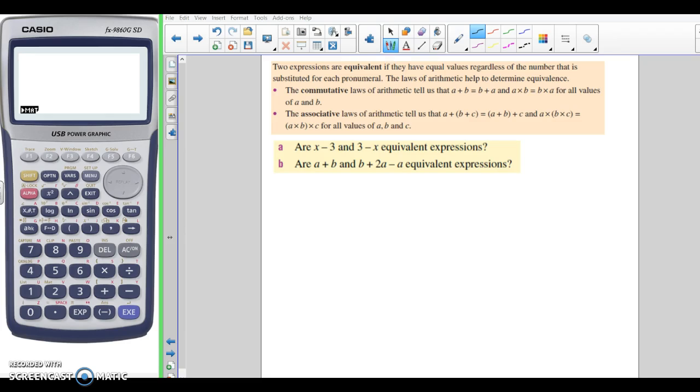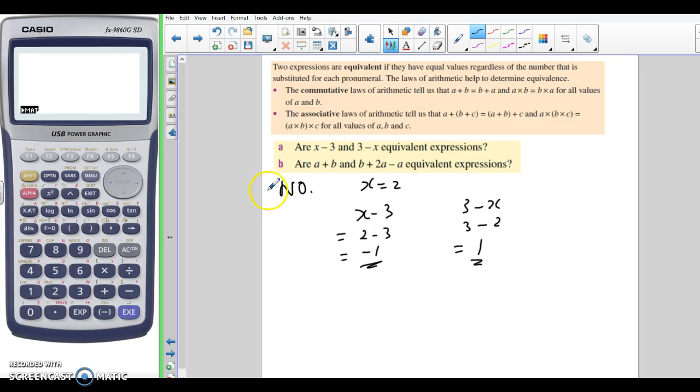So if we look at these first two, we've got x take 3 and 3 take x. Are they equivalent expressions? Now, by looking at the laws above, there's no mention of using addition or subtraction in these laws. So we would say that it's no, but we're going to test it. So say, for example, x is 2. If we did x take 3 and then substitute in 2 take 3, we're going to have -1. Whereas if we had 3 take x and we substitute in the 2, we get 1. They're different answers, okay? So that proves that they're not equivalent.